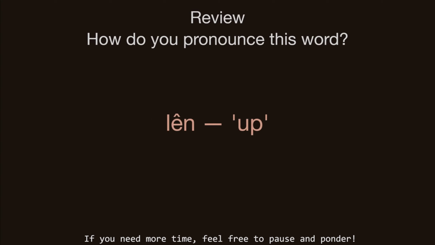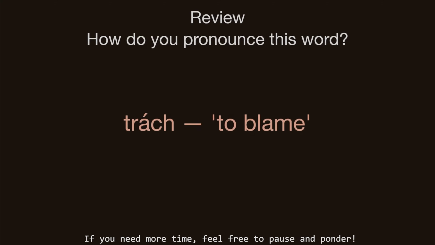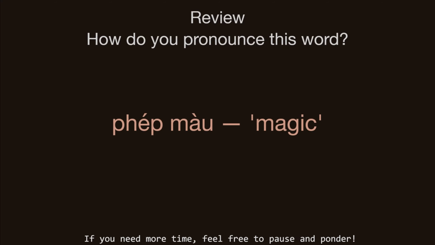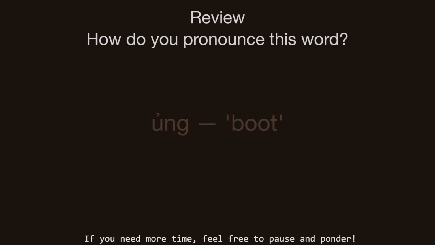This word means up. It's pronounced lên. This word means to blame. It's pronounced "chak." The sequence TR is pronounced "ch," while the sequence CH is pronounced "k" at the end of words. This word means difficult. It's pronounced "kha." This word means magic. It's pronounced phép màu. This word means boot. It's pronounced "ung." Remember that the O and U vowels are going to color the NG sound, turning it into something that sounds more like an M.